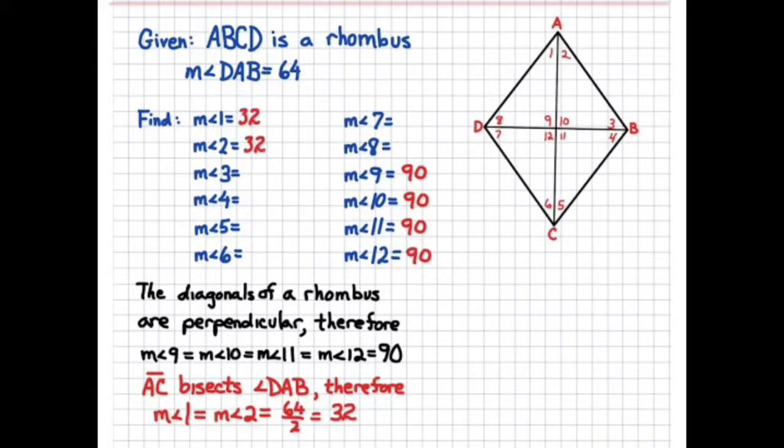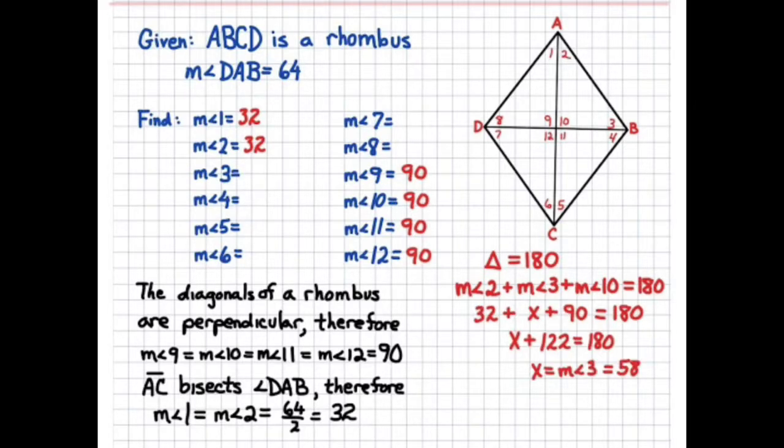And if you look at the triangle on the right hand side, those three angles have to add to equal 180. So therefore we can solve for angle 3, which I'll call x, and x is equal to 58. If angle 3 is 58, angle 4 is equal to 58 because the angle is being bisected.